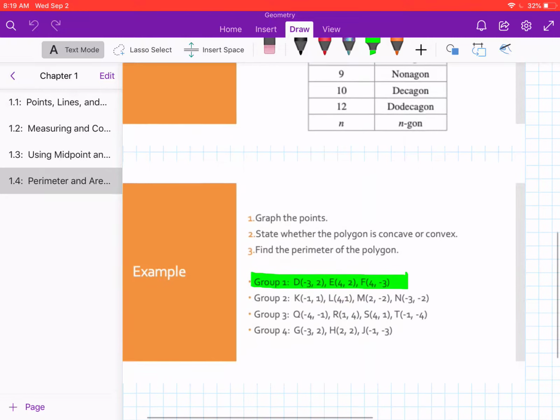All right, when we are finding perimeter and area in the coordinate plane, this is where our distance formula is going to come in handy, the distance formula we learned in section 1.3. So how we're going to find perimeter and area, we're going to graph the points. I want you to state whether it's concave or convex, and then we're going to find the perimeter and area in this case. So we're going to do the first example.